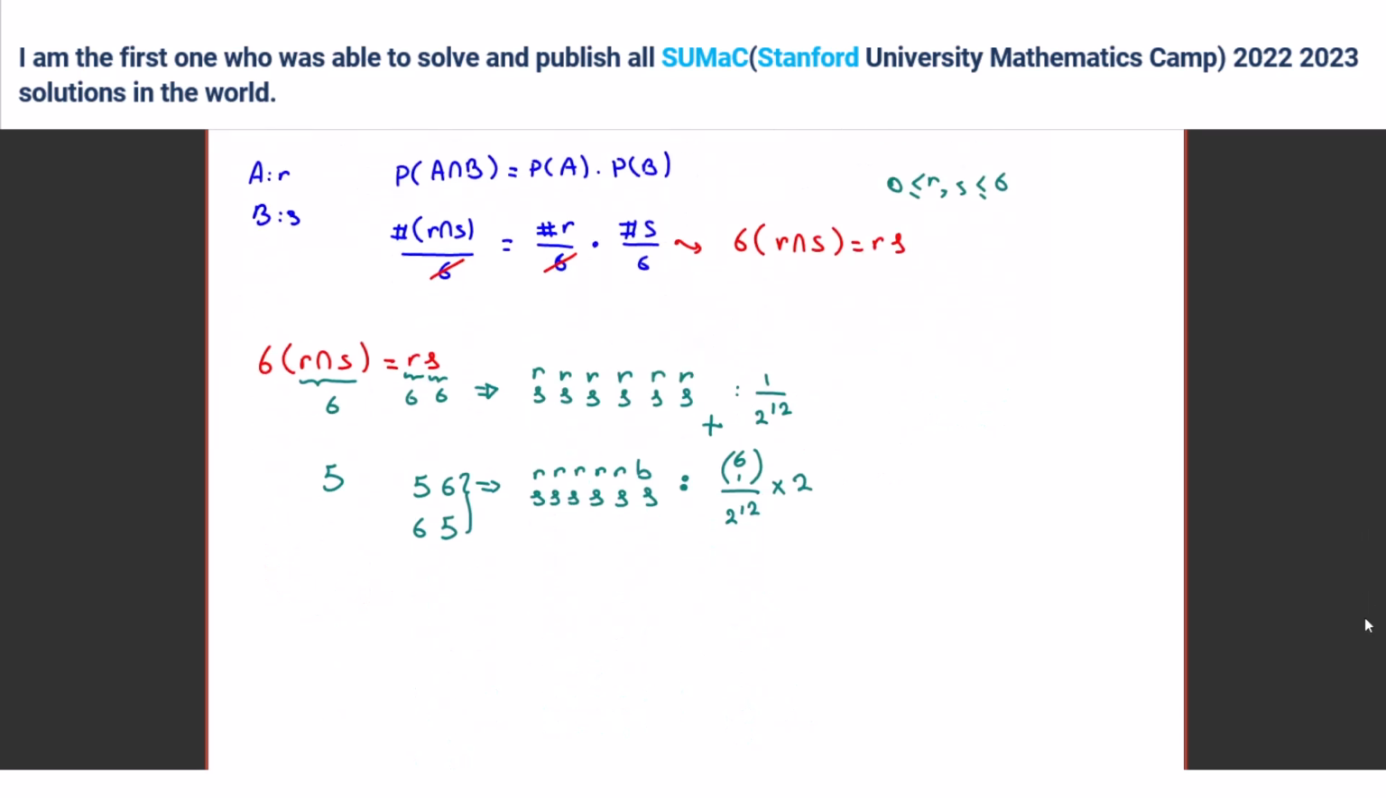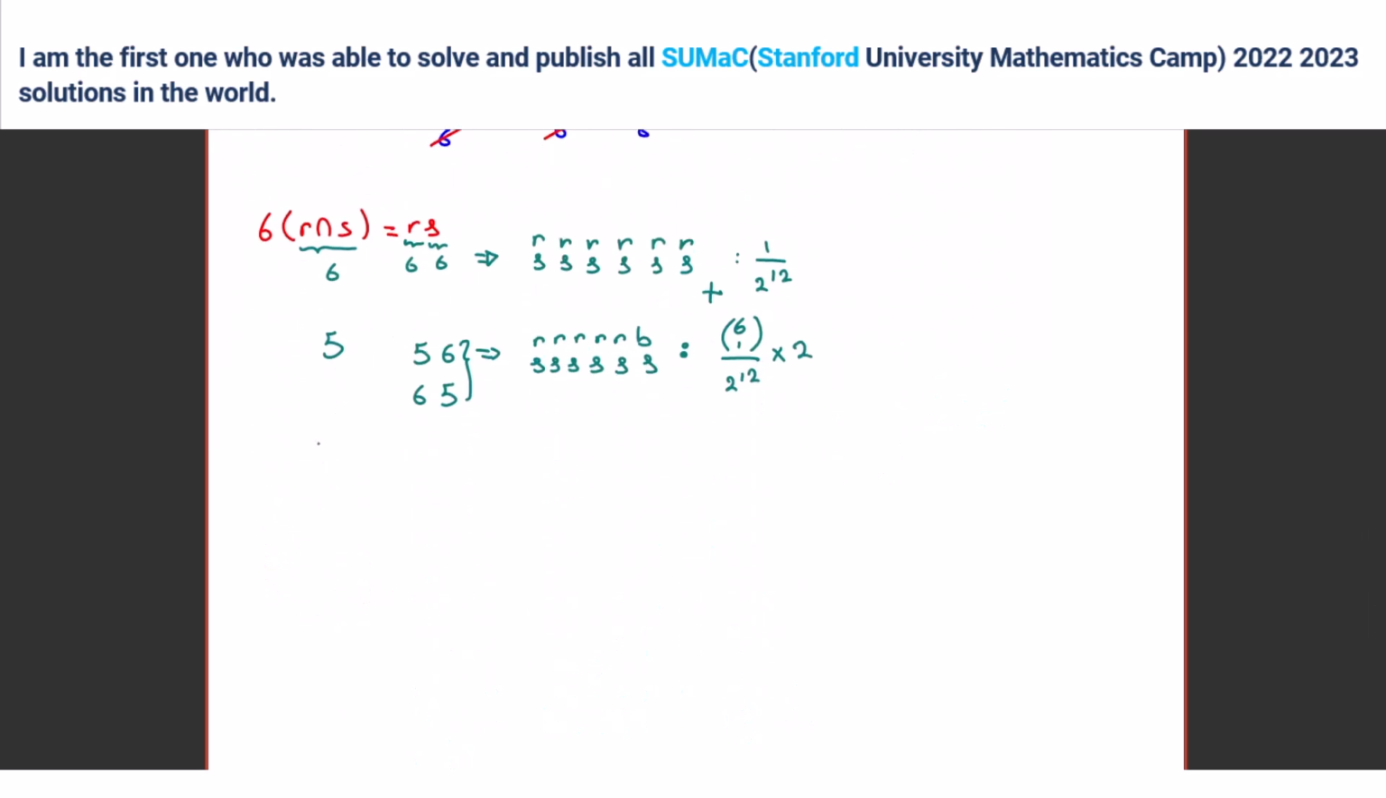Okay, so let's check one by one. If it is after 6, 5, we should check what next? 6, 4. Yes, what are the cases for RS? 6, 4, and 4, 6. And do you agree they are similar, so we can multiply by 2? Yeah. So it's 6 choose 2 times 2 over 2 to the 12. Because, for example, we have 6 R's, we have 4 S's, and 2 D's. So 6 choose 2 times 2.